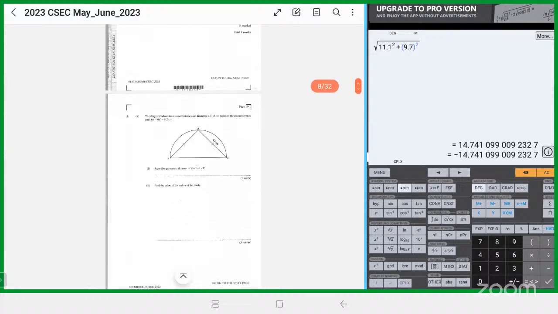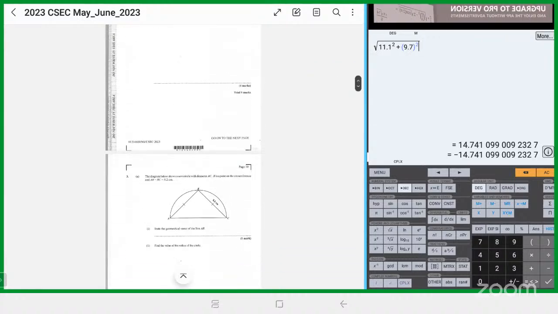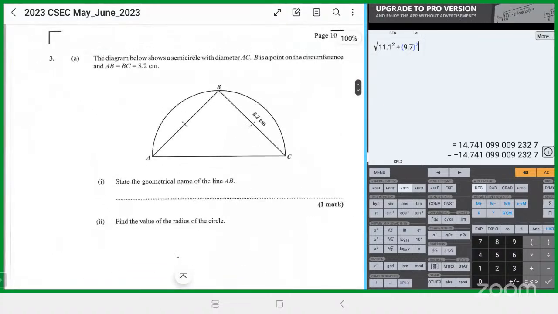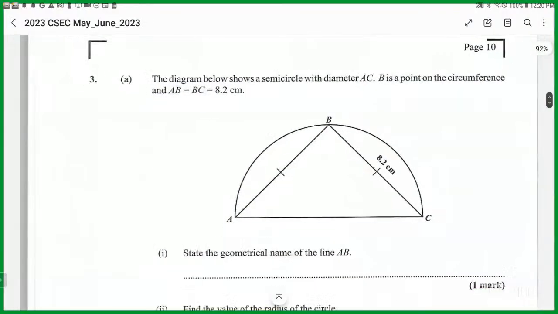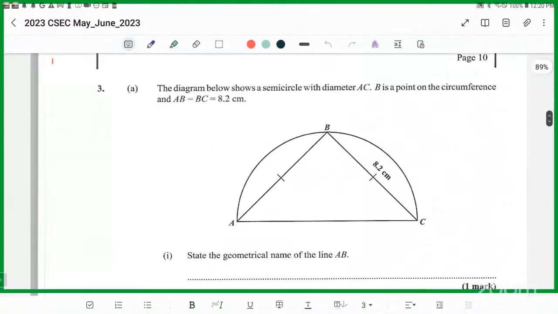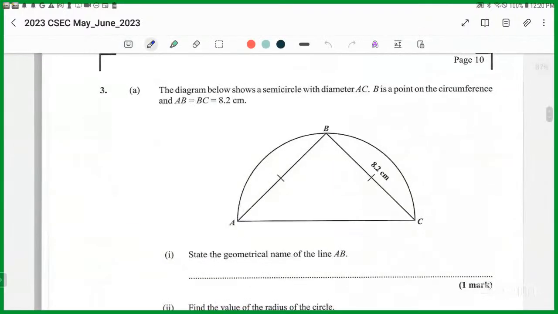There you go. This one right here. All right, let's look at this one again. All right. So this question gives us this diagram.